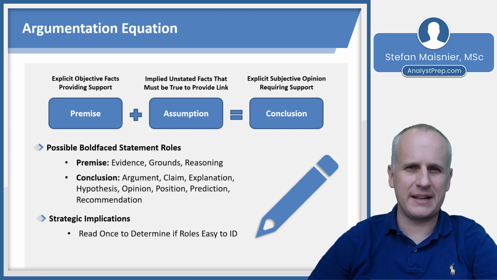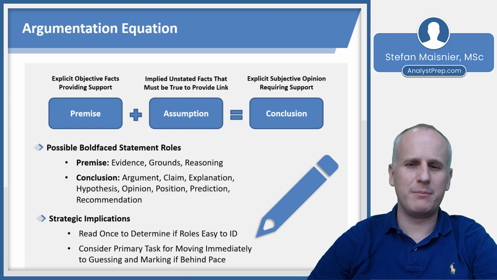So strategically, you want to read your bold-faced role prompt or at least skim it briskly just at the beginning of the process to determine if you can see what's going on. Because if you cannot, this is going to be the primary task and honestly the primary format of question on the entire verbal reasoning section that you might decide to immediately guess and mark for return if you're behind pace after 1/3 of the section, after 2/3 of the section. Because we just know that these are ultimately going to be time consuming.